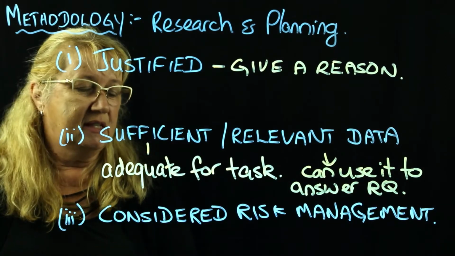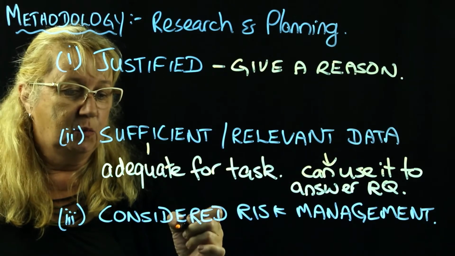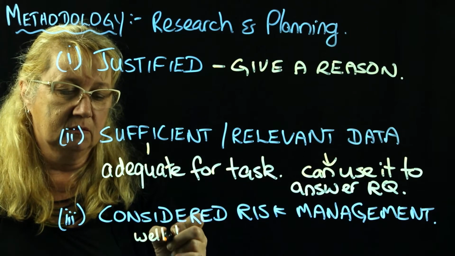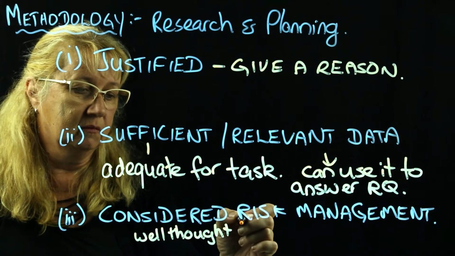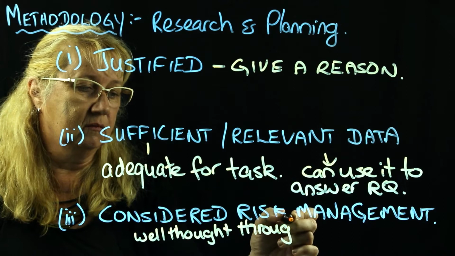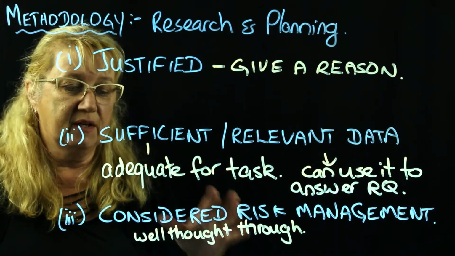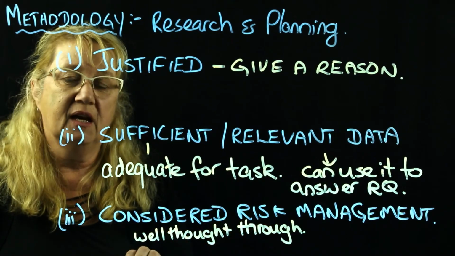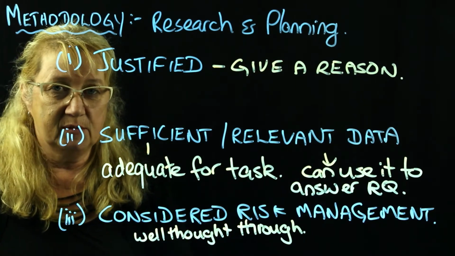The third aspect is a considered risk management. Considered means well thought through. So you need to include aspects of risk that you've carefully thought about and say what the risk is, and you need to also say how you have managed them so that the risk is minimized.